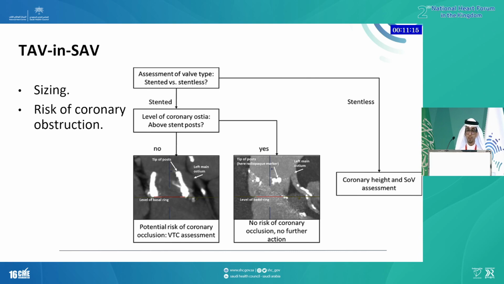And I also prefer to measure that at the level of the sinotubular junction if the post reaches the sinotubular junction, because there is also a risk of sealing if it is less than 4 millimeters.